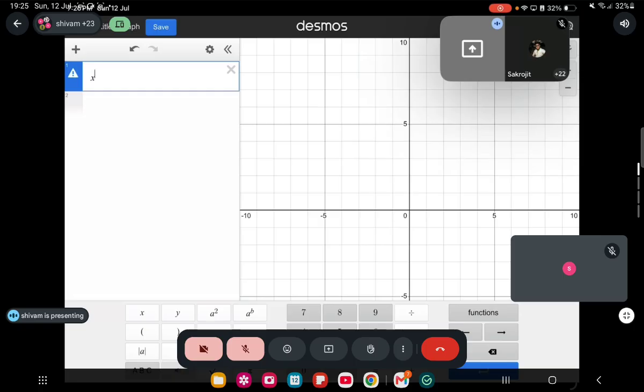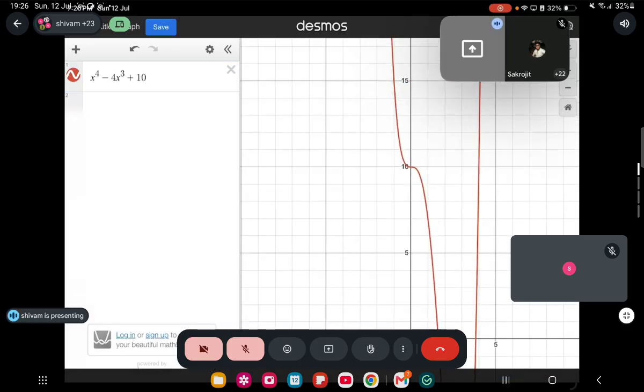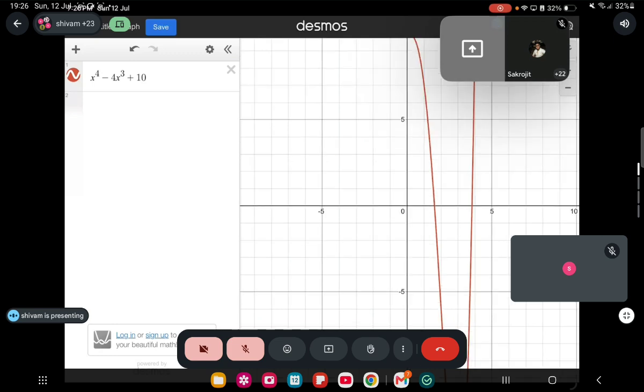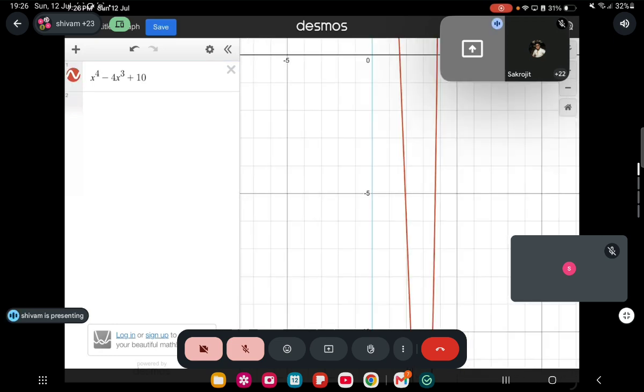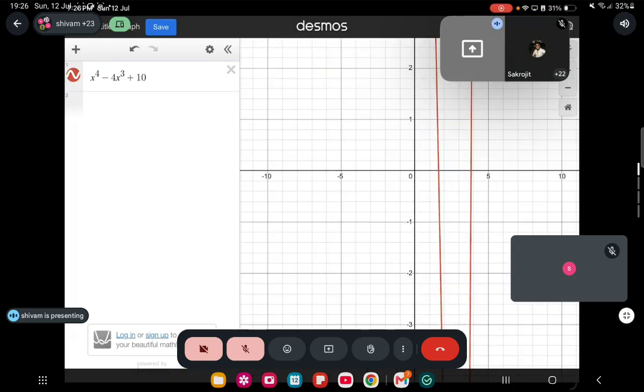x to the power 4 minus 4x cube plus 10, right? Yes, so see, we are getting the same graph. Are you able to see? At x equal to 0, concavity changes. At x equal to 2 also the concavity changes, but it is not properly visible, but it changes.